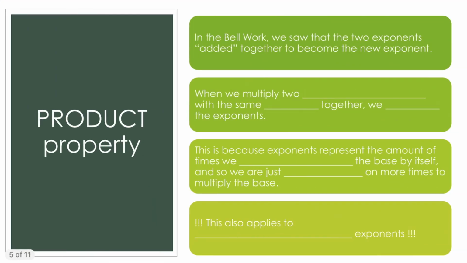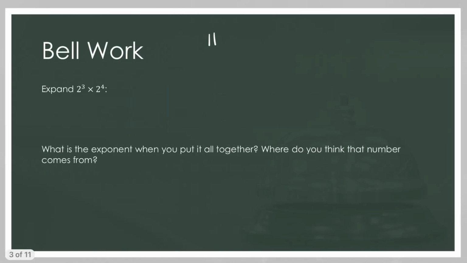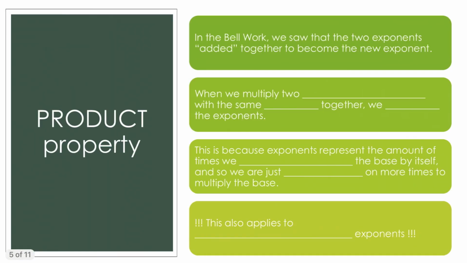So first, let's talk about the product property and what conditions have to be met for this to happen. In the bell work, we saw that the two exponents added together to make the new exponent. So if we look back at the bell work here, we got 7 because 3 plus 4 is 7. So when we multiply two exponentials with the same base together, we add the exponents. This is because exponents represent the amount of times we multiply the base by itself, so we are just adding on more times to multiply the base.